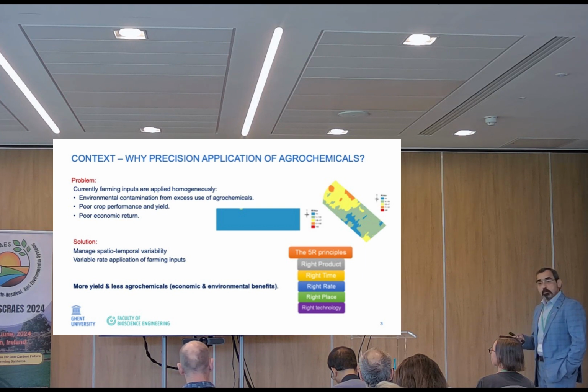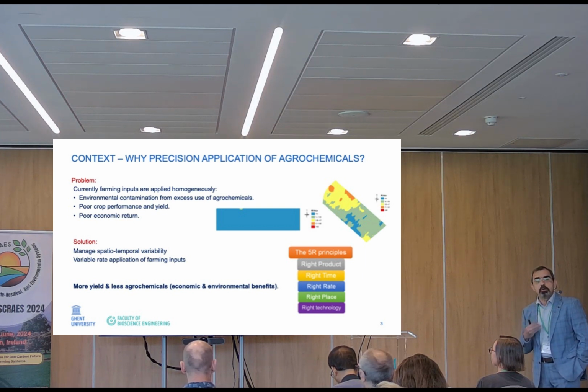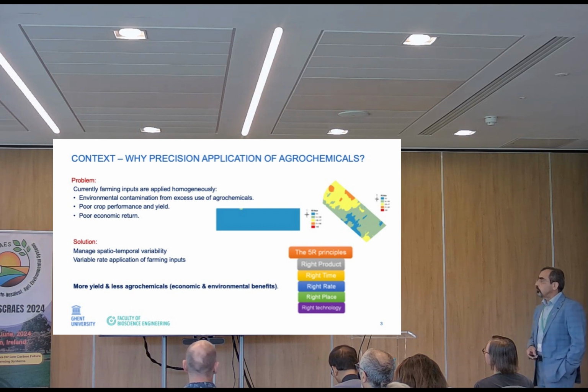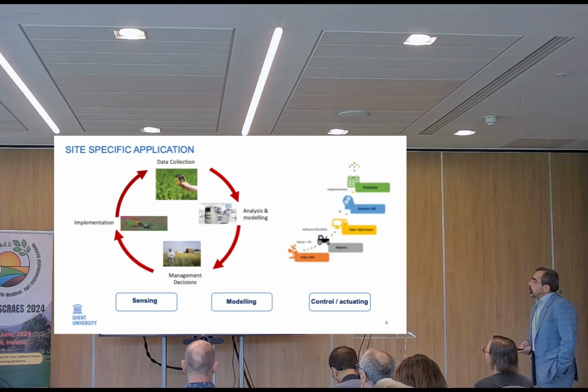So that is the principle of applying the 5 R's, which is the main principle of what is called variable rate application or site-specific application, which is applying the right products in the right place, right time, and the right rate using the right technology. So it's the 5 R's that is well known in precision agriculture. And it can be summarized in 3 milestones.